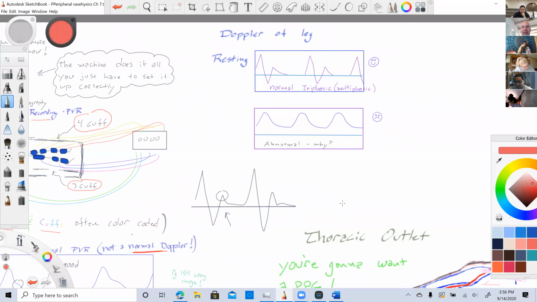Okay, just quickly, if we're actually doing a Doppler, this is what our Dopplers look like, right? Triphasic, that's normal.